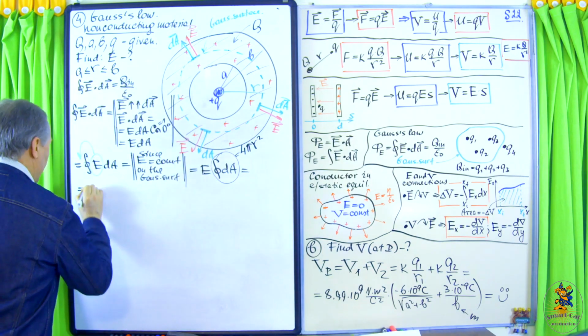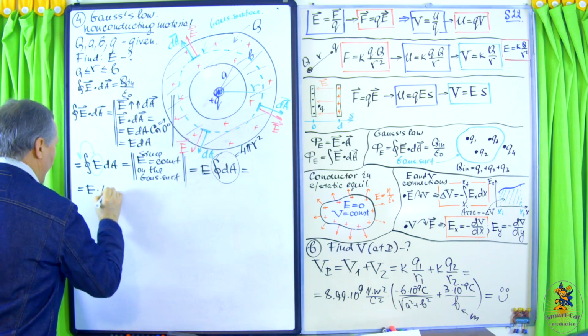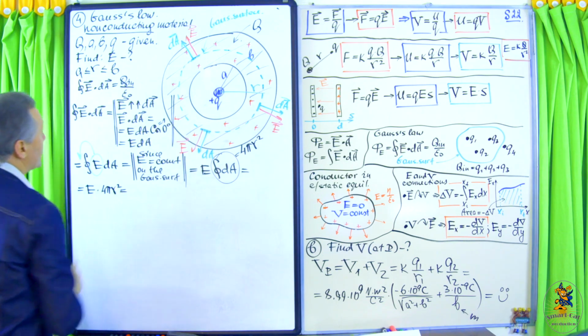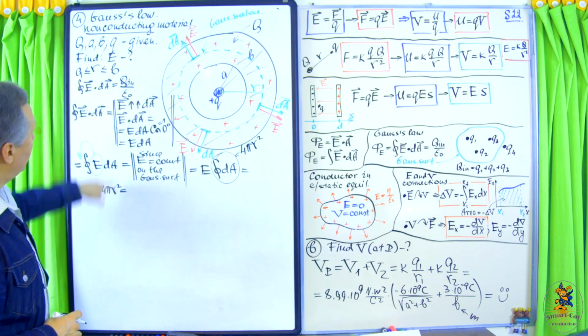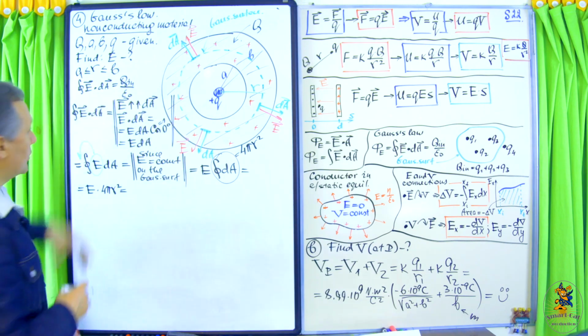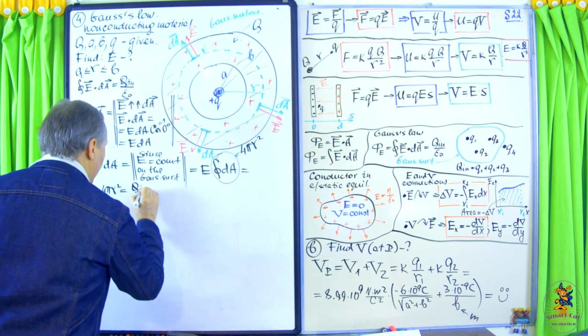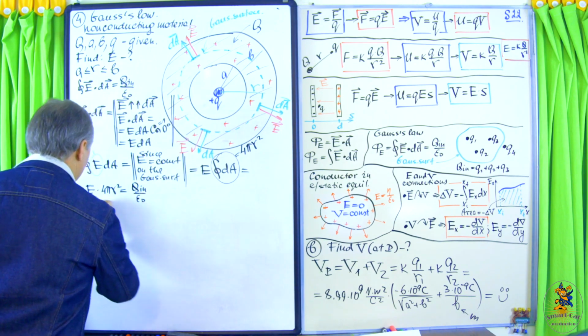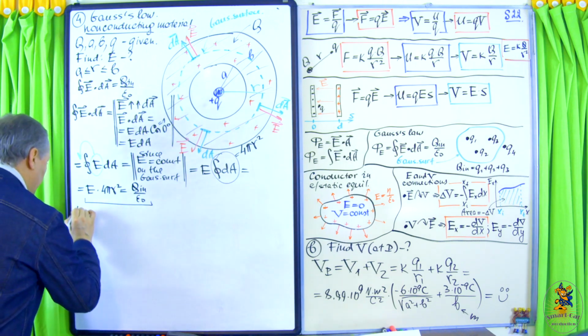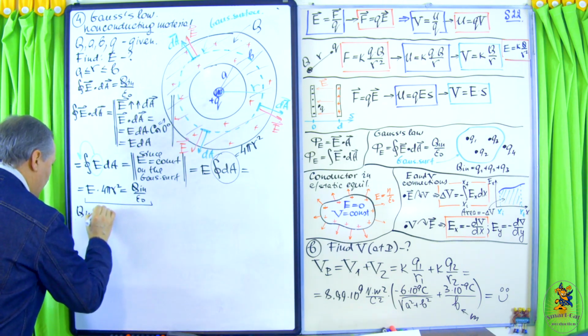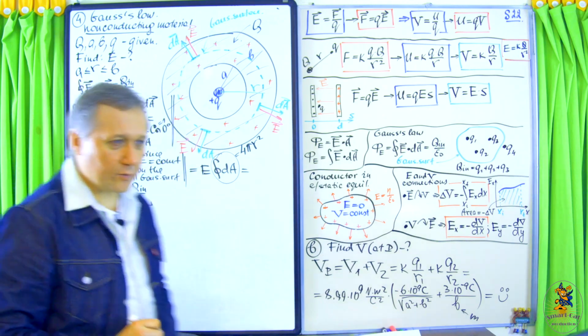So now let me rewrite. E times 4 pi r squared equals, and according to Gauss's law, this is the value of the flux. It must be equal to Q enclosed divided by epsilon naught. And now we need to find Q enclosed. And that's where tons of mistakes happen.